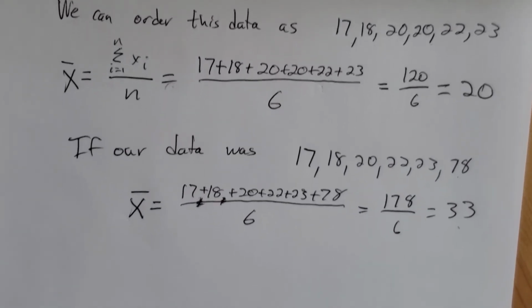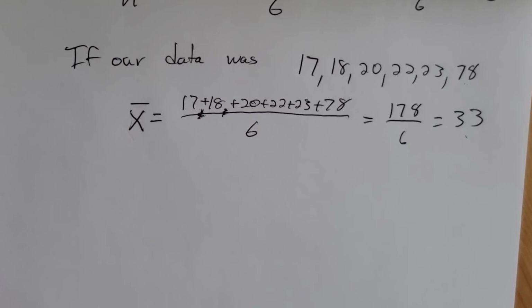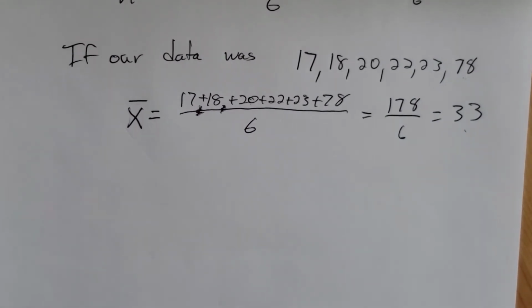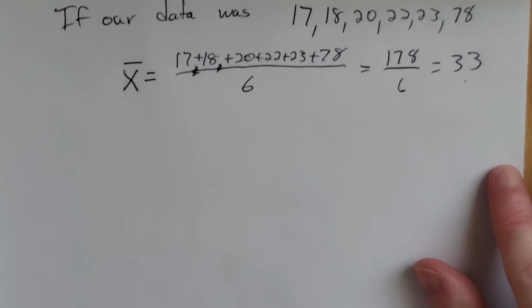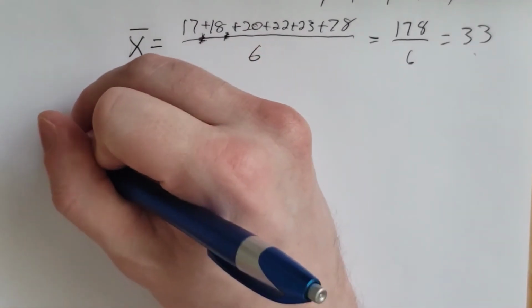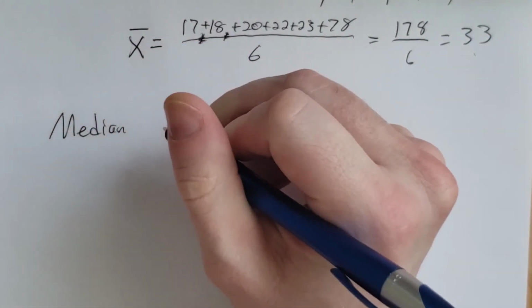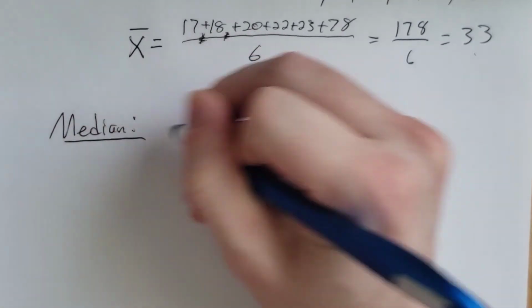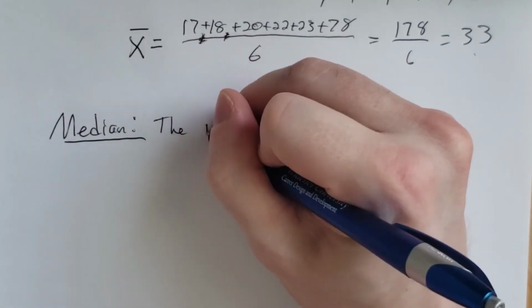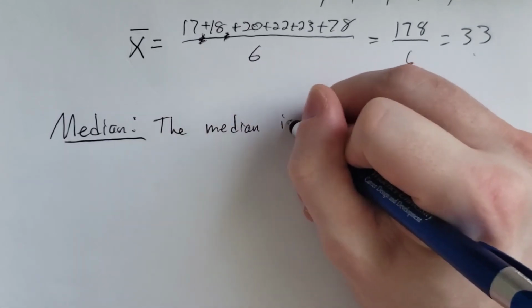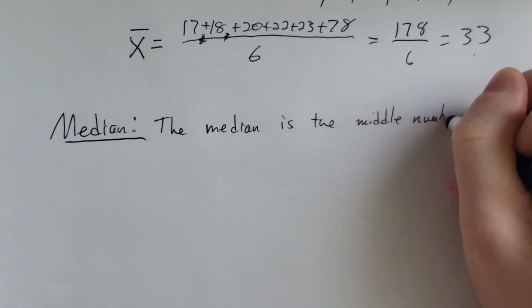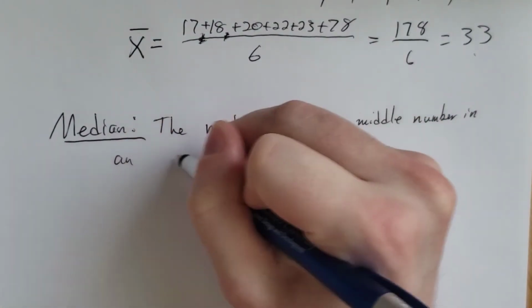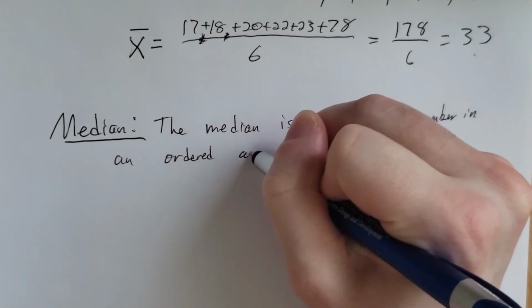So notice from that maybe the mean, or the average, or the arithmetic mean, is not always the greatest choice for a measure of central tendency. So let's talk about 2 others real quick. The second type of central tendency that we're going to look at is the median. The median is the middle number in an ordered array.